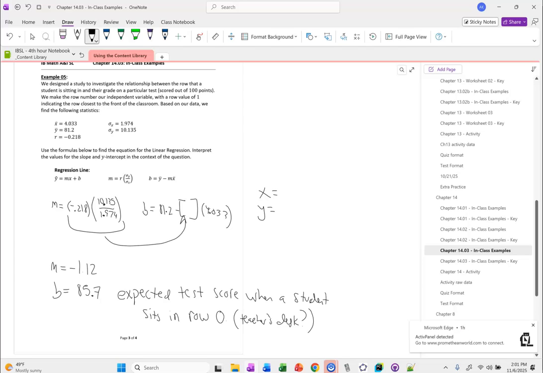Okay, what does the m mean? So the m is the slope. Yeah, that's the slope. No, it's the average of the score. No, it's a figure falling. It's negative 1.12 for each row to the back. Oh, so for each row back.